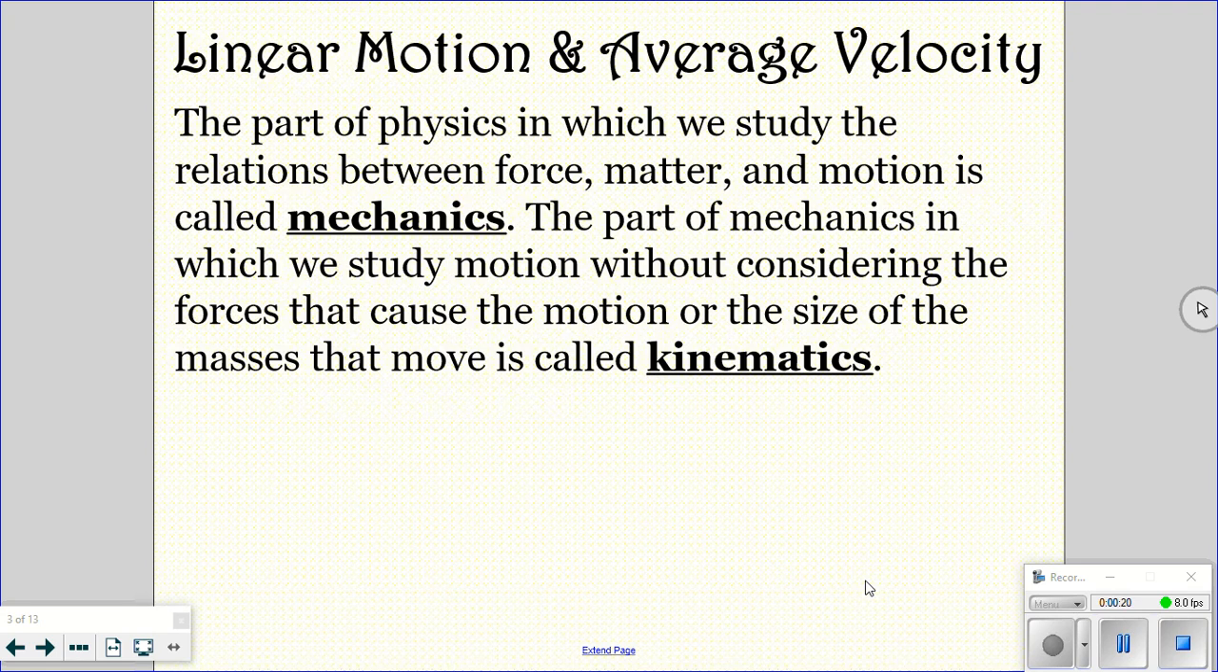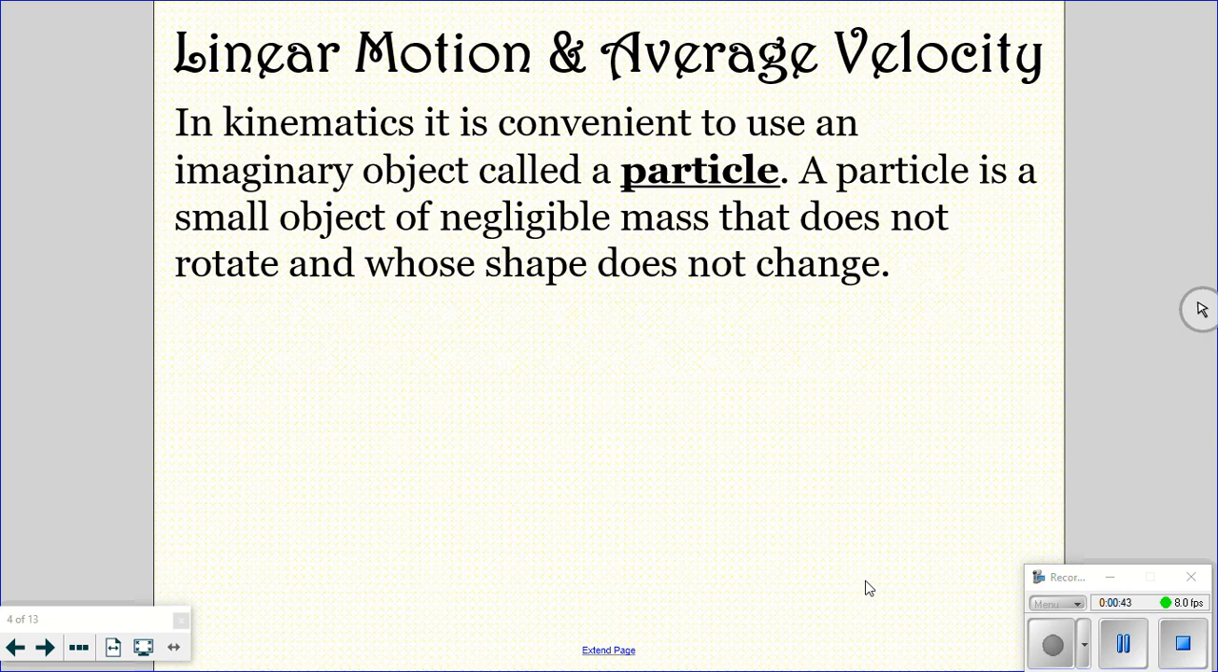The parts of physics in which we study the relations between force, matter, and motion is called mechanics. The parts of mechanics in which we study motion without considering the forces that cause the masses to move is called kinematics. So that's just a little bit of terminology for you. In kinematics, it is convenient to use an imaginary object called a particle, and it's just a small object of negligible mass, and it does not change shape, and it does not rotate. So it's basically like a little dot.